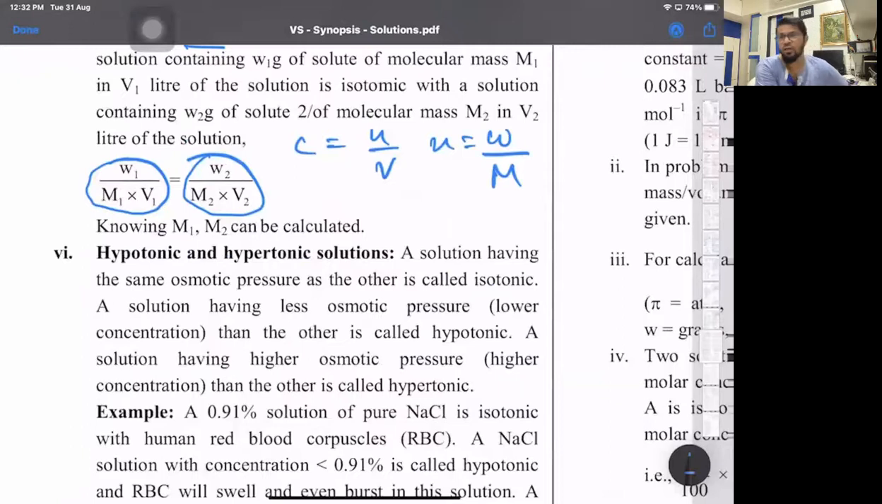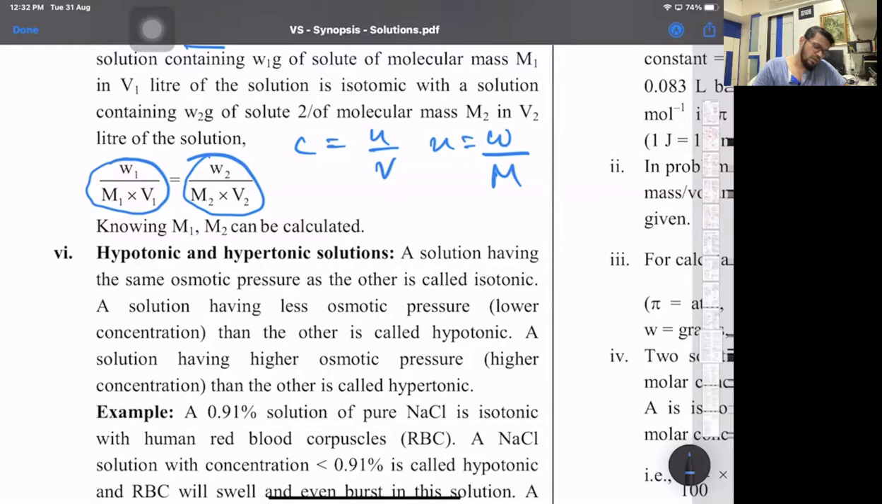Hypotonic and hypertonic solutions. Hypotonic is basically whenever we have water entering into the blood cells and the blood cells will bloat up. That condition is called hypotonic condition. And hypertonic is whenever there is shrinking. Is this clear? So if there's a shrinking of any of the blood vessels, then that condition is what we call hypertonic.